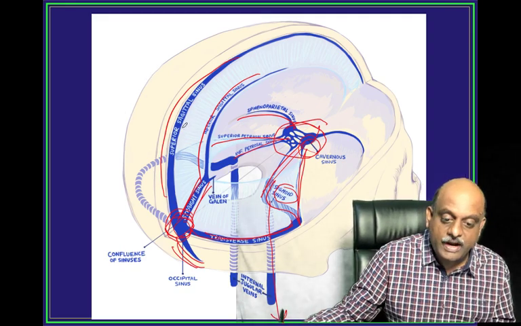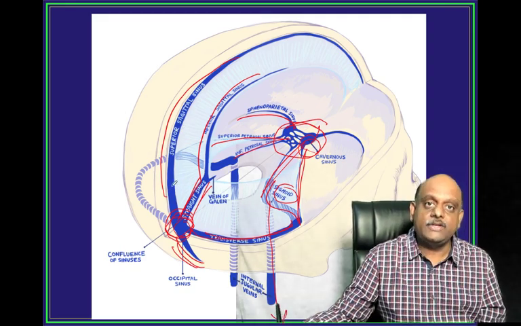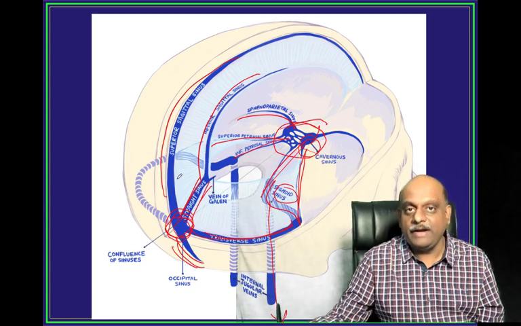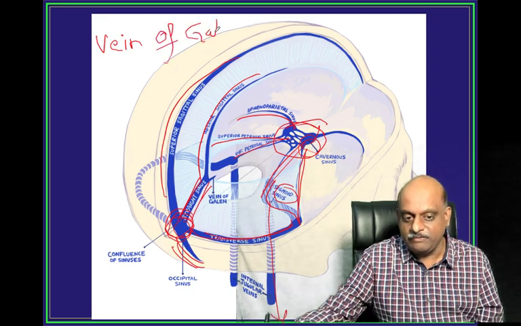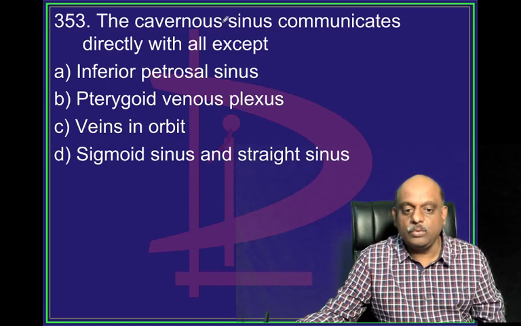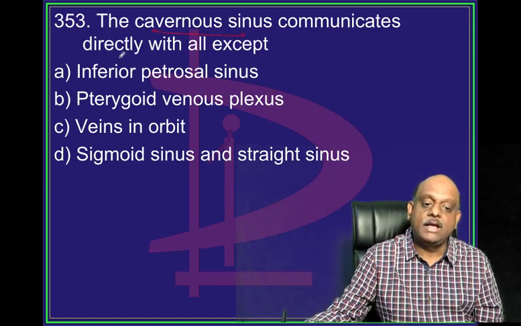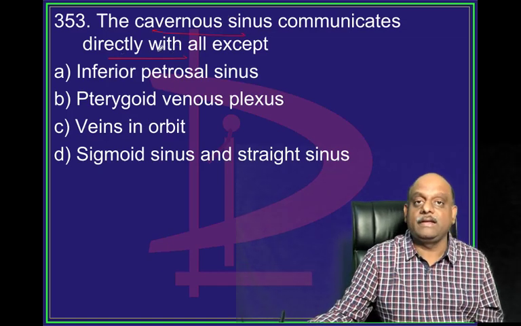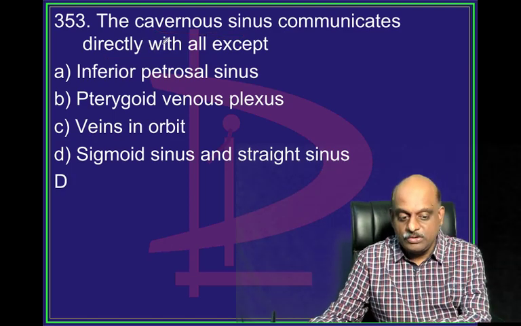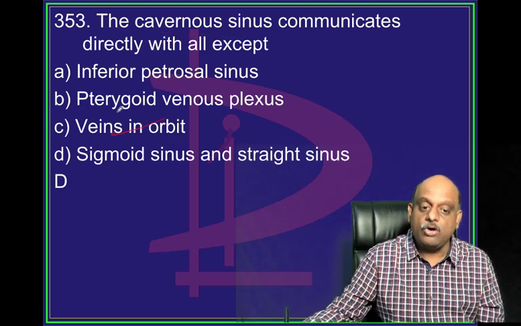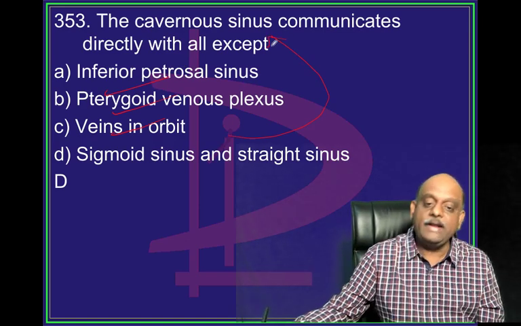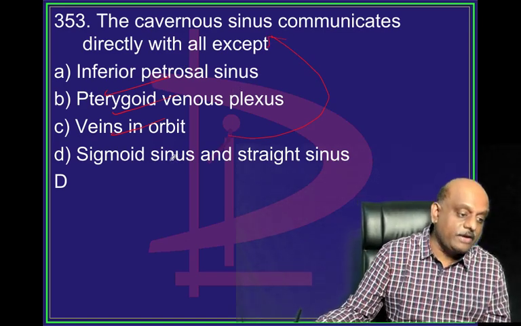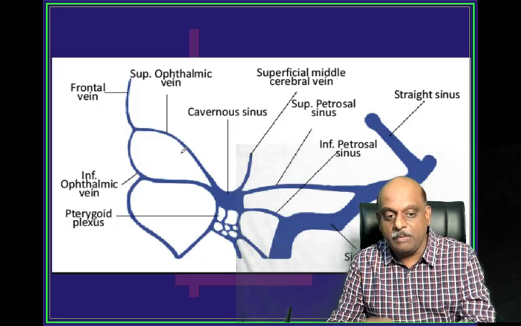So it is the straight sinus anomalous formation. You will find the vein of Galen, which can lead to congestive heart failure in the pediatric population, vein of Galen. Now, the cavernous sinus communicates directly with everything except. So you should remember the veins in the orbit, pterygoid venous plexus, inferior petrosal sinus, they're all directly connected with the cavernous sinus is what you have to remember.